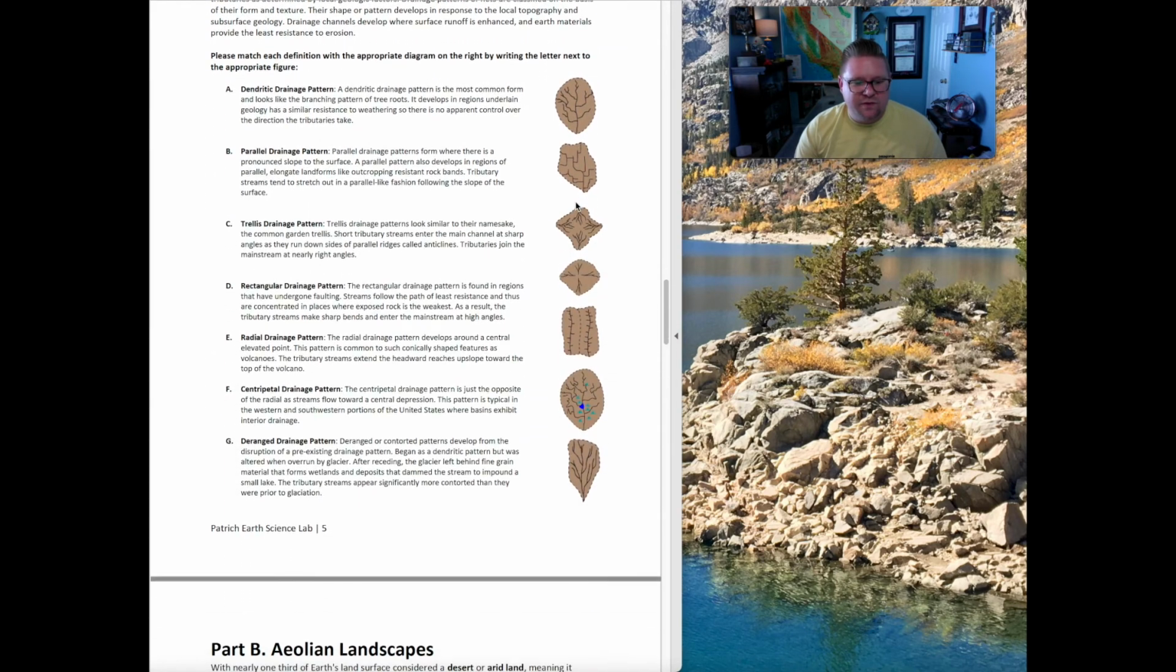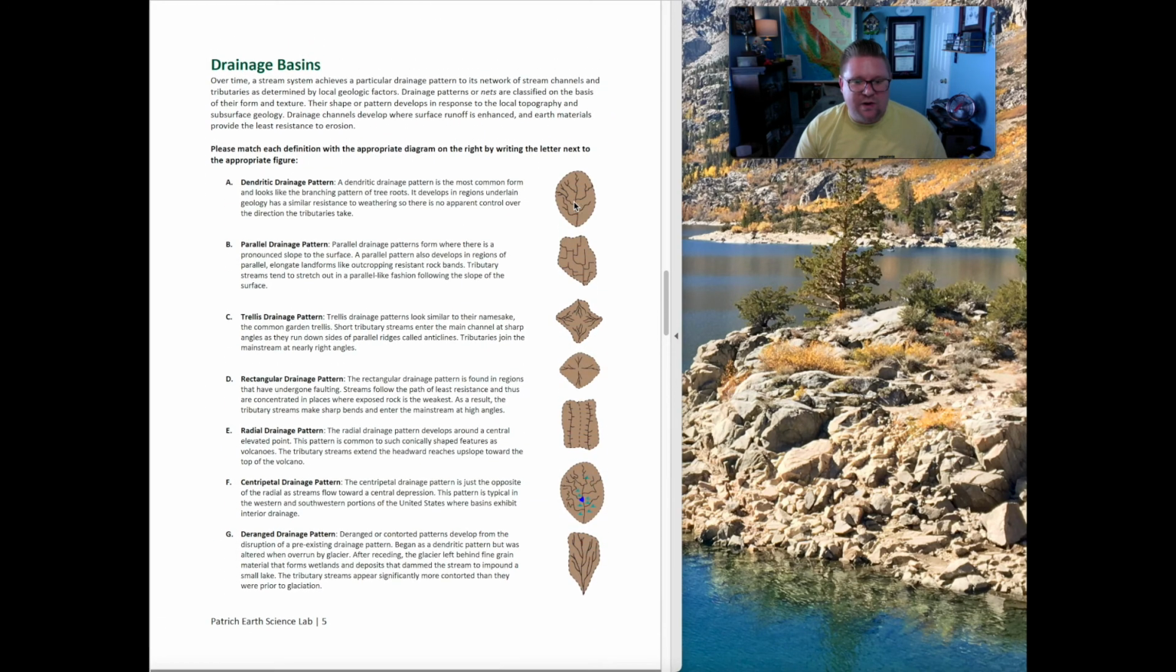So then we move to our last part here, fluvial, and looking at drainage basins. So drainage basins are just like our leaves that we were just looking at. Over time, a stream system achieves a particular pattern based on the tributaries itself, as well as some of the geologic factors such as the rock type, the slope, things like that. Drainage patterns are nets, and they're classified based on their form and texture. Their shape or patterns develop in response to the local topography and the underlying interstitial geology.